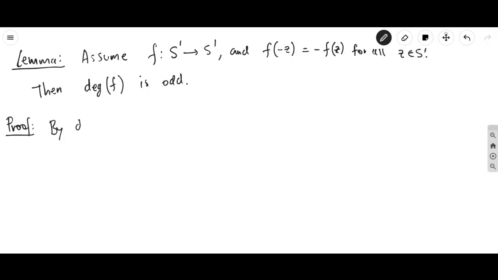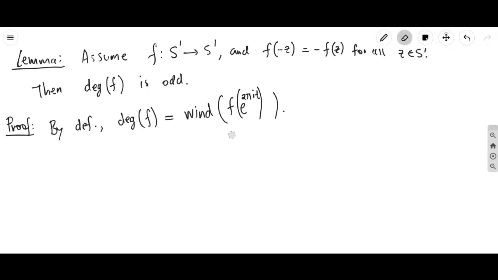By definition of degree, the degree of f would be the winding number of the following path. You're going to take e to the 2 pi it, and look at the image path, and that's what the degree is. So that's what you need to find.